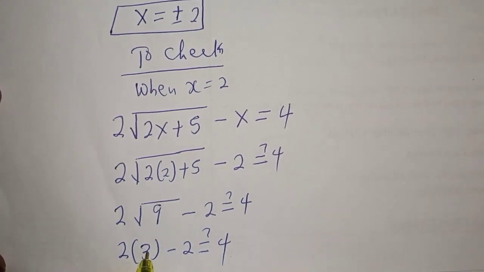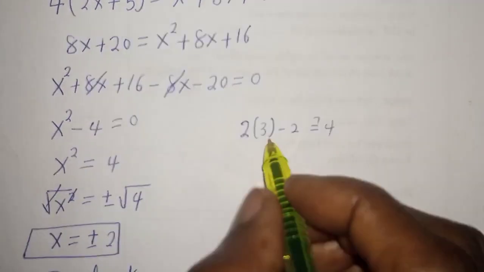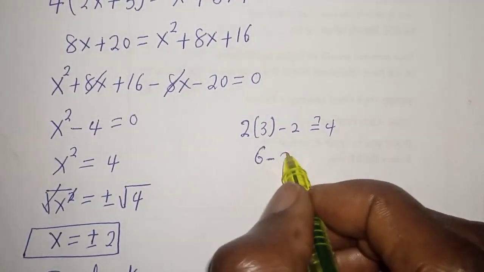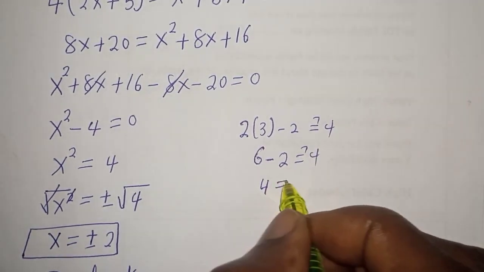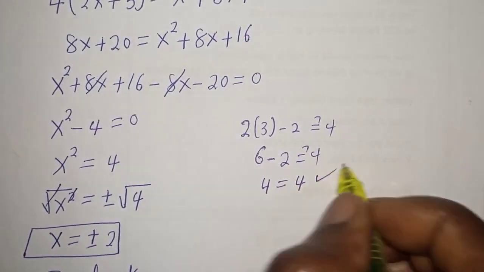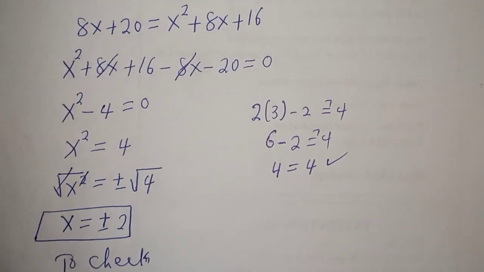And 2 times 3, that is 6. So this is 2 times 3, 6 minus 2 must be equal to 4. 6 minus 2, 4 is equal to 4. This satisfies the given equation.